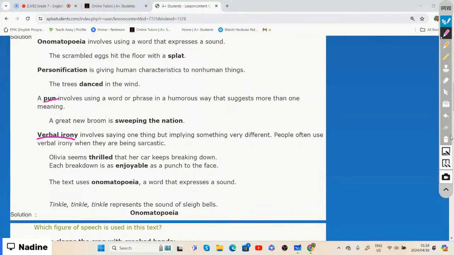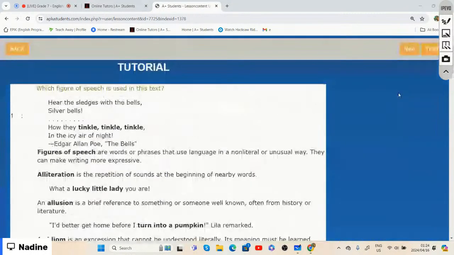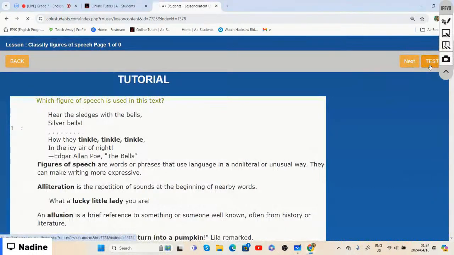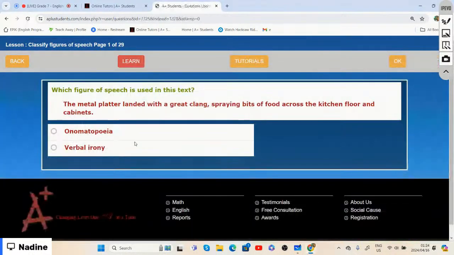All right. So now let's go on to our test. And that is where we're going to say whether it is verbal irony, onomatopoeia, a pun, or personification. We're going to use one of those words or figures of speech to say what the answer is. Which figure of speech is used within this text?